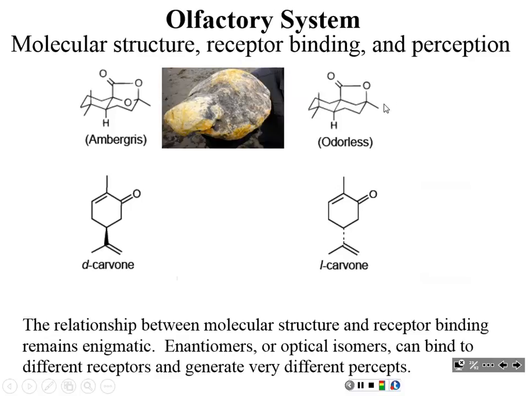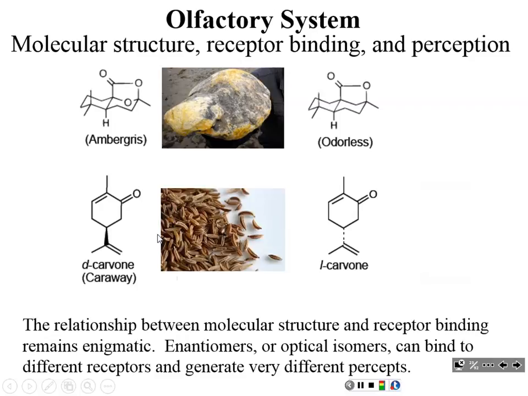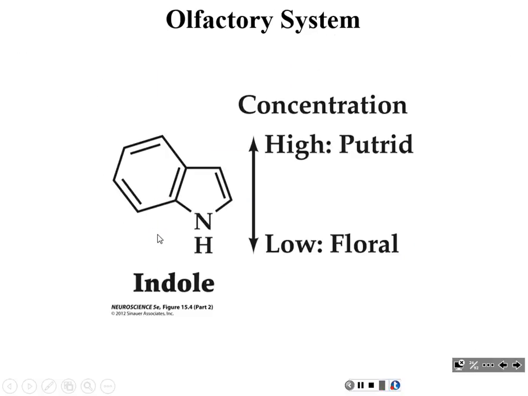What about this one? It doesn't smell at all. It doesn't have any odor. So here we have exactly the same molecule. Basically, they are optical isomers. This part of the molecule is over the ring, and this one is under. This one smells like caraway. This one smells like spearmint. So basically, from the structure, it's really hard to predict what it's going to smell like. Not only that, the same molecule at a low concentration can smell like floral. At a high concentration, it can smell like putrid.